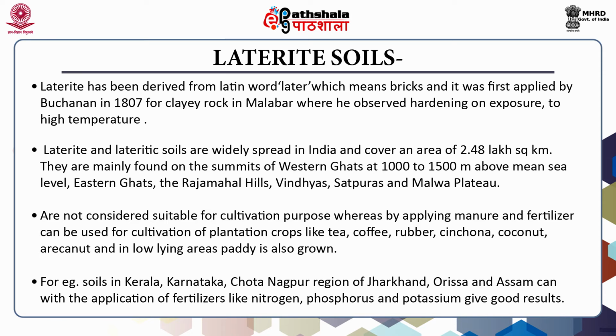Almost all laterite soils are very poor in lime and magnesia and deficient in nitrogen. Sometimes the phosphate content may be high, probably present in the form of iron phosphate, but potash is deficient. At some places there may be a higher content of humus. Laterite and lateritic soils are widely spread in India and cover an area of 2.48 lakh square kilometers.